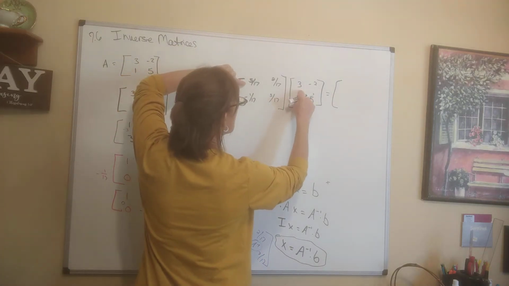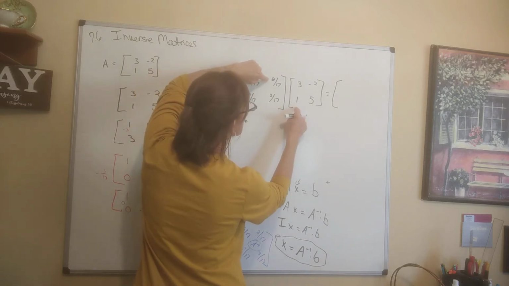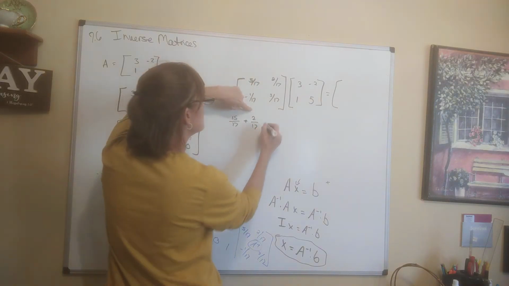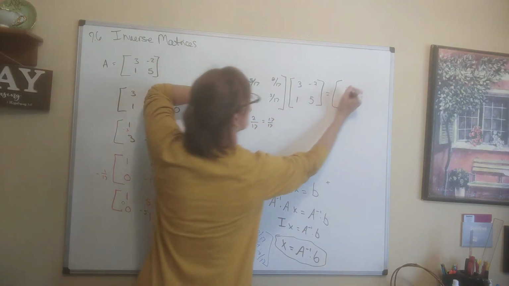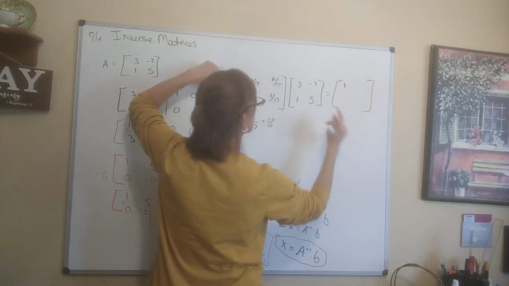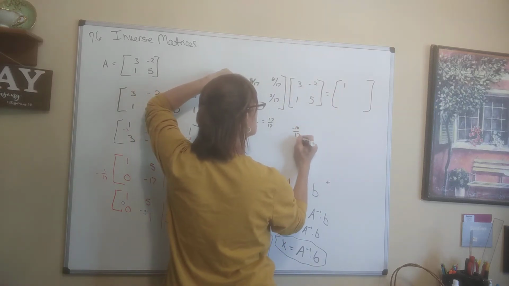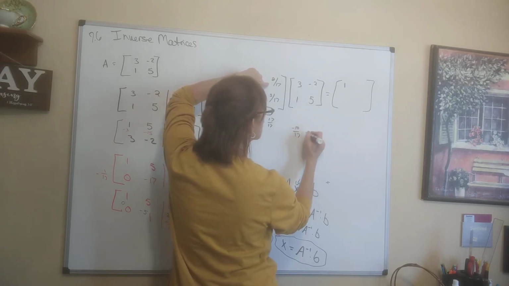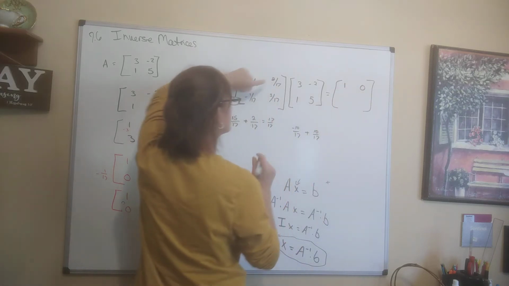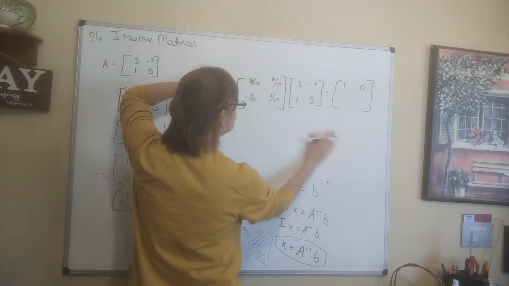3 times 5 over 17 is 15 over 17, plus 2 over 17 times 1 is 2 over 17. 15 plus 2 is 17 over 17, or a 1 goes right there. Excellent. Let's go for this spot right here. Row 1, column 2. Negative 2 times 5 over 17 is negative 10 over 17. 2 times 5 is plus a 10 over 17. Negative 10 plus 10 is a 0 going right there. All right, now let's go for this spot. I'm going to multiply row 2 by column 1.